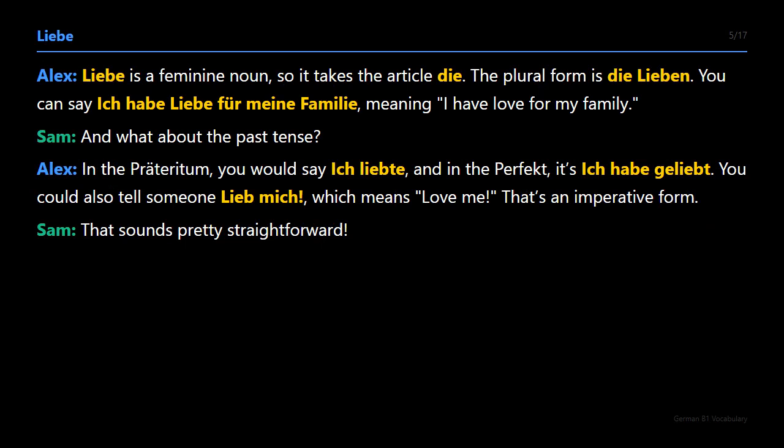And what about the past tense? In the Präteritum, you would say, Ich liebte, and in the perfect, it's Ich habe geliebt. You could also tell someone, Lieb mich, which means love me. That's an imperative form. That sounds pretty straightforward.